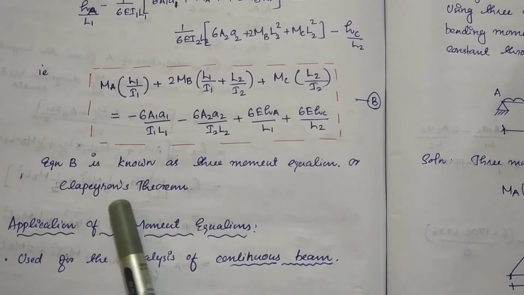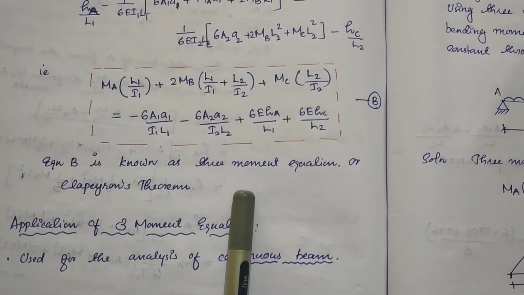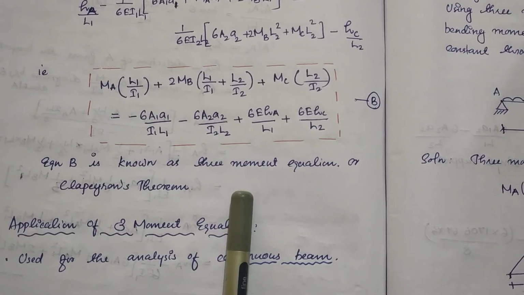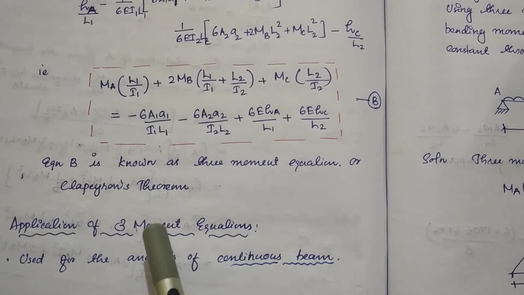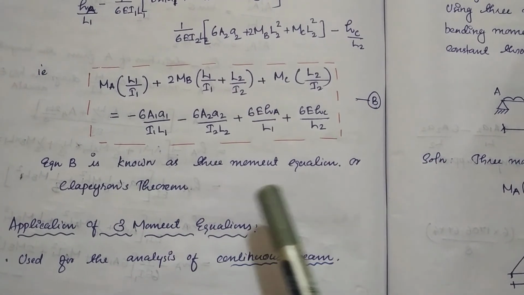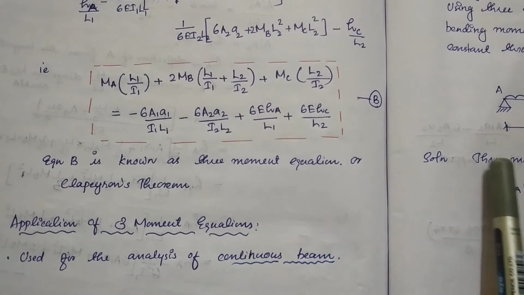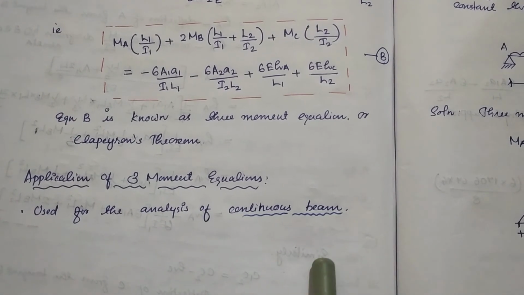You can use this equation for the analysis of continuous beams only. You cannot use this for columns or framed structures or trusses. It is applicable only for continuous beams. It is also called Clapeyron's theorem. So the main advantage is that it is used for the analysis of continuous beams. Thank you.